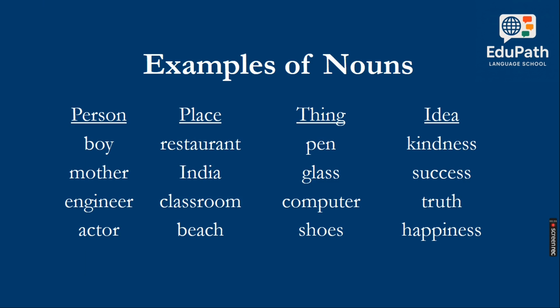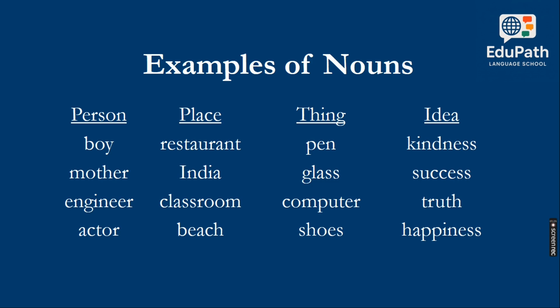For person, we have boy, mother, engineer, and actor. For place, we have restaurant, a country's name like India, classroom, beach. For things, we can consider pen, glass, computer, and shoes to be nouns, and for ideas we can consider the words kindness, success, truth, and happiness to be nouns.